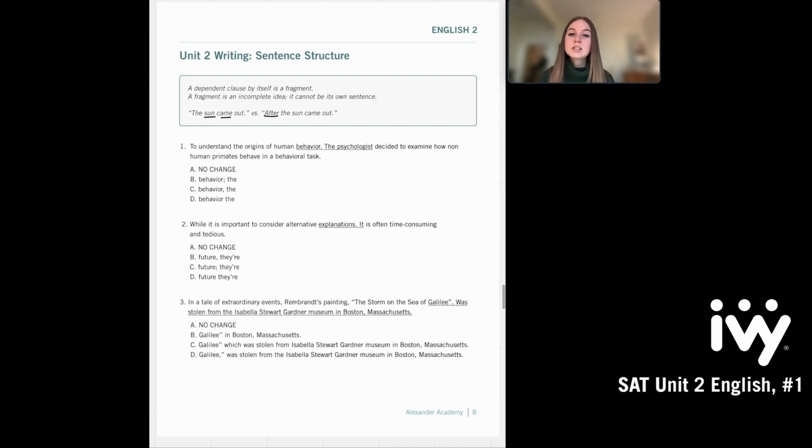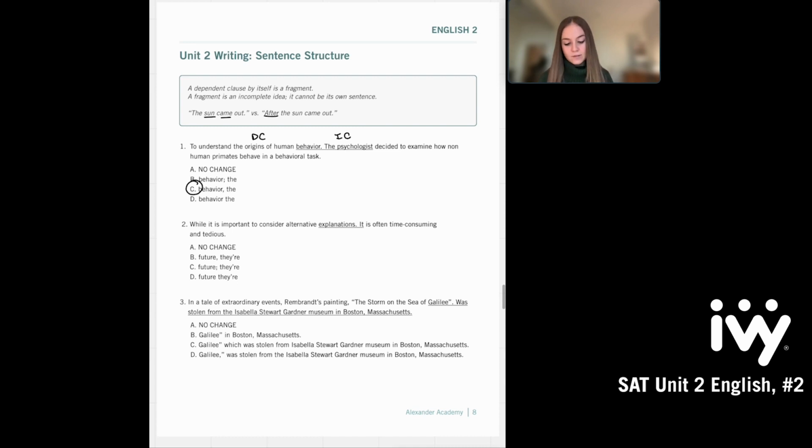Number 1, to understand the origins of human behavior, the psychologists decided to examine how non-human primates behave in a behavioral task. In this example, we have a dependent clause followed by an independent clause, starting with the psychologist. We should add a comma between the dependent and the independent clause, and we should select answer choice C, which does so.